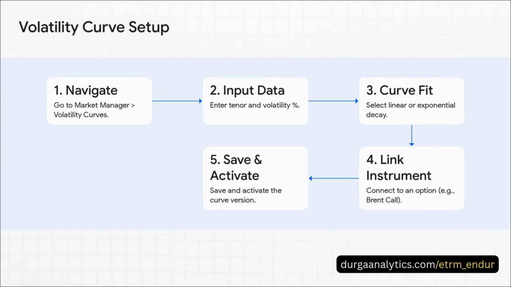Now, the process for a volatility curve is a little more direct. Notice the key difference here. After you input the raw vol data, the most crucial step is number 4. You have to explicitly link this curve to the financial instruments, like a Brent call option, that are actually going to use it for pricing. That direct link is what activates it for valuation.